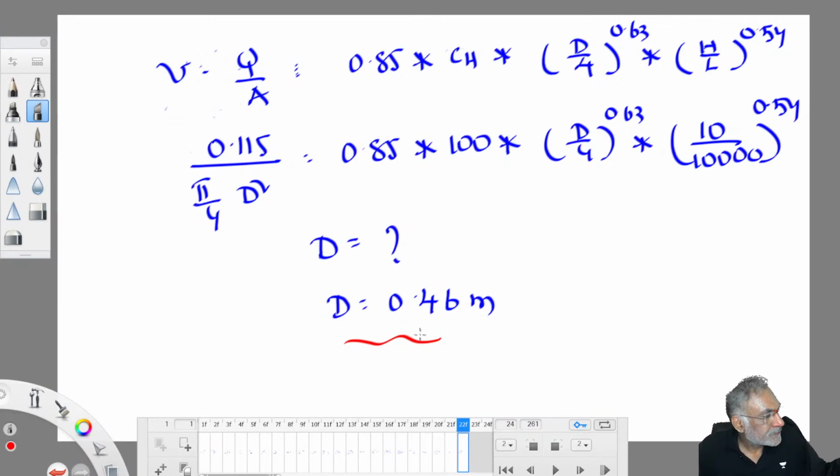Clear now? Hope it is clear to you. So that is how we design the conveying pipes. Okay then. Next, once we know how to fix the size of the pipe, the next step is how to fix the capacity of the pump. How is pump capacity fixed? Let us see.